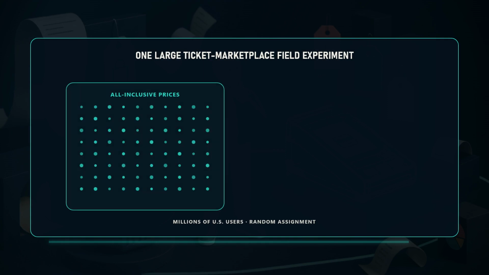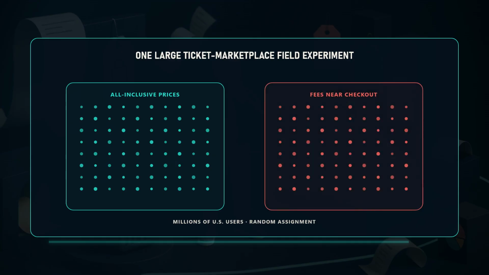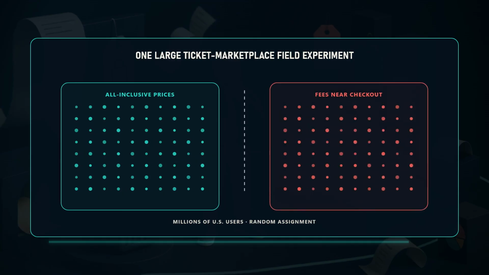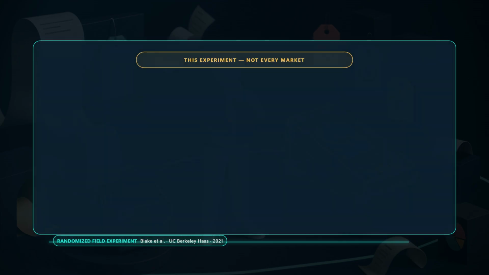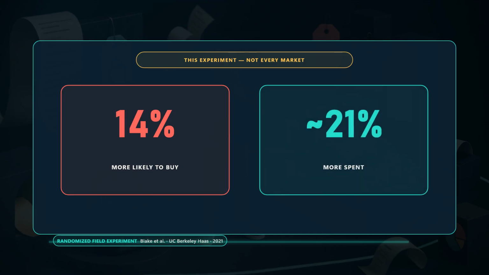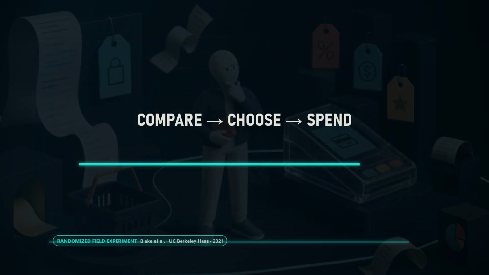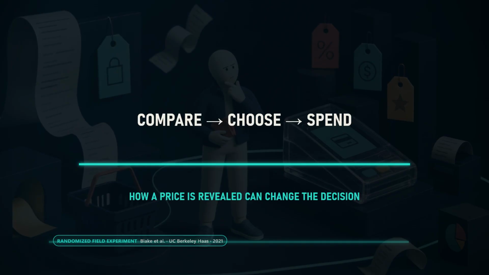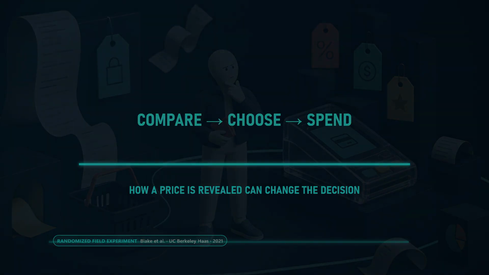A large, randomized field experiment on StubHub made this effect unusually visible. Millions of United States users were assigned either all-inclusive prices or buyer fees shown only near checkout. In that one ticket marketplace experiment, the back-end fee group was about 14% more likely to complete a purchase and spent about 21% more. Those figures are not a universal law for every industry. They are strong evidence that the way a price is revealed can change what people compare, choose, and spend.